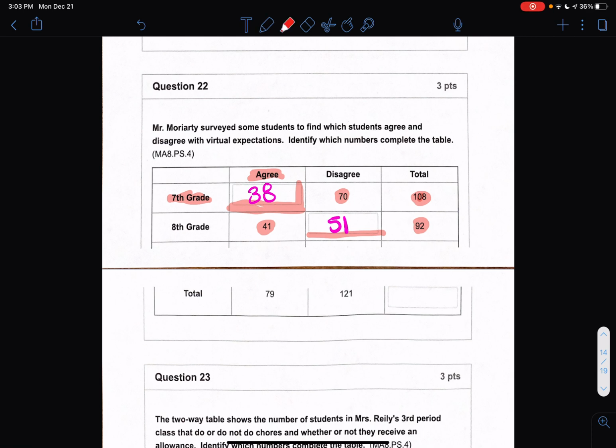And our very last one, they just want to know the total amount of everything. So I can find that out by either adding 108 plus 92 or 79 plus 121, which gives me 200.